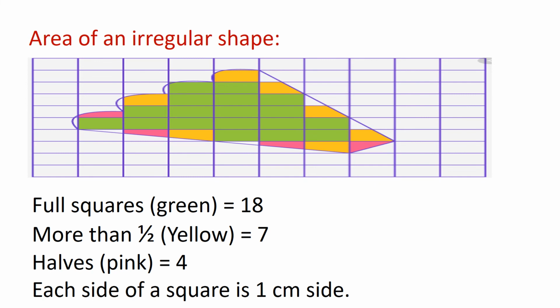You can see an irregular shape drawn on a grid here. There are 18 full squares, green in color. There are 7 more than half filled squares, yellow in color, and there are 4 halves of a square, pink in color. Each side of a square is of 1 centimeter.